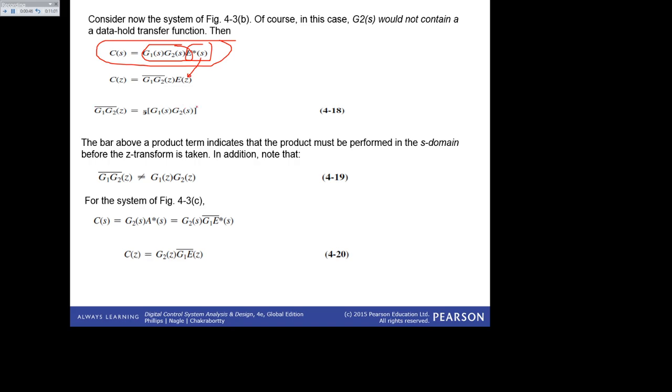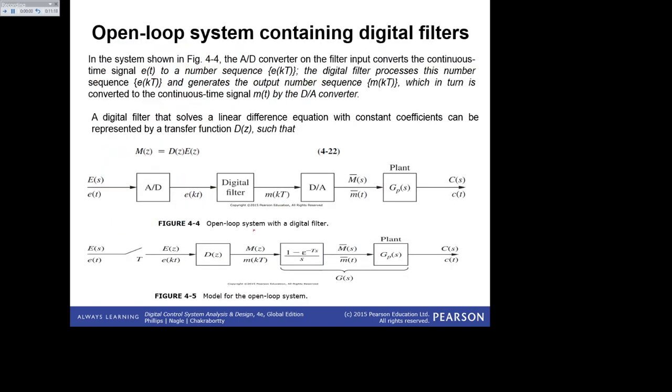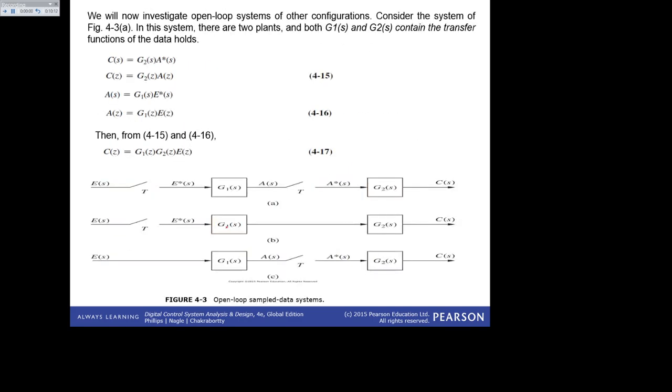So this shows that G1G2(Z) is the Z transform of the product, the multiplication, of G1(S) and G2(S). And this rule also applies when you have the Z transform of the multiplication here, which is not the same as this.